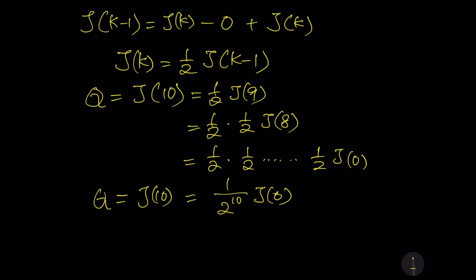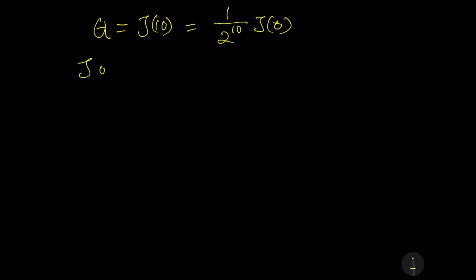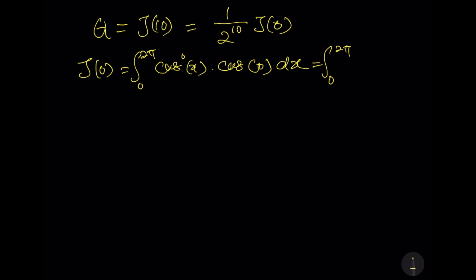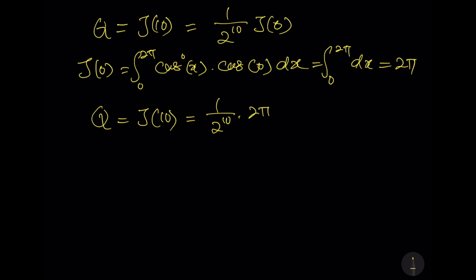But what is J_0? J_0 equals the integral from 0 to 2π of cos^0(x) multiplied by cos(0) dx. Both cos^0(x) and cos(0) equal 1. So therefore, it is equal to the integral from 0 to 2π of dx, which is equal to 2π. From here, we obtain Q equals J_10 equals 1 over 2^10 multiplied by 2π.